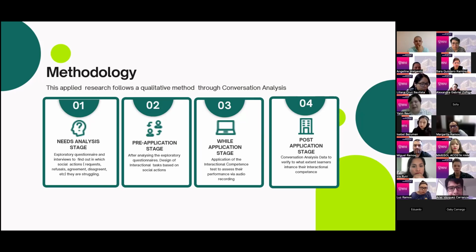Step number 3, the while application, the core, is going to be to apply the interactional competence test to assess their performance, in this case using audio recording. And finally, in the post stage, would be collecting the data, using the conversation analysis data to verify to what extent my students, the learners, have improved or enhanced their interactional competence.